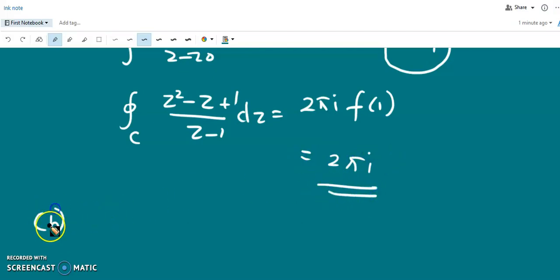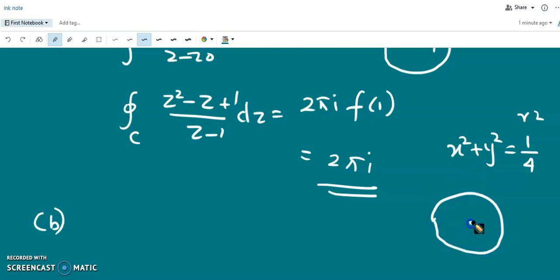Then let us do the second contour, mod z equal to half. Mod z equal to half is x square plus y square is equal to 1 by 4. Here r square is 1 by 4, so r equal to half. So it's a contour with radius half. Okay, so first you should draw the contour.